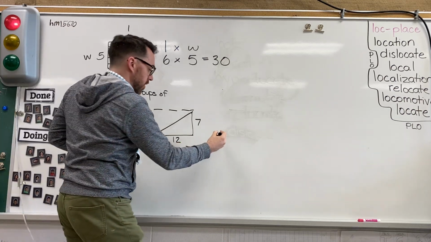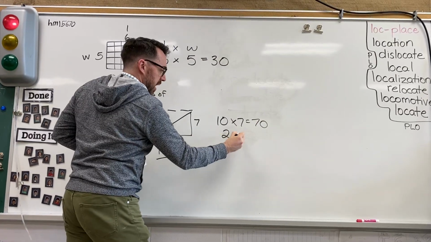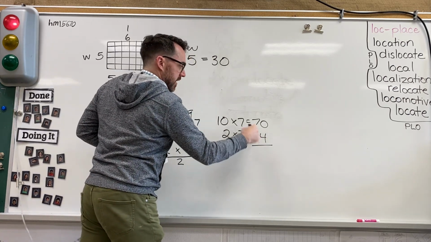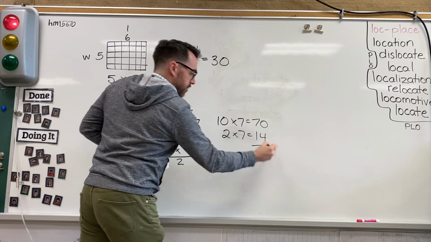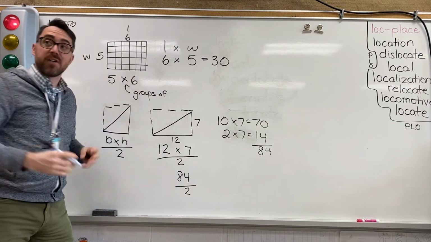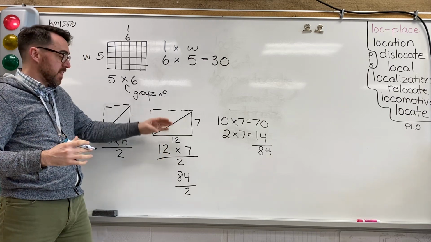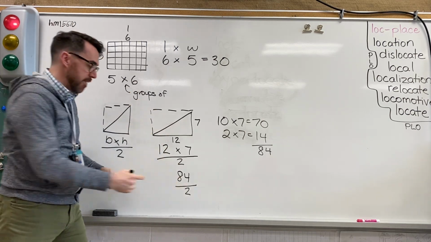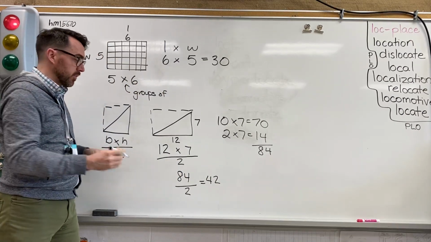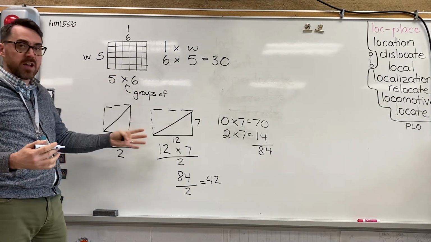Okay? So I know that 10 times 7 is 70. I know that 2 times 7 is 14. Just broke apart that 12. I know that 7 plus 1 is 8. 4 plus nothing is 4. So 84. So I have 84, right? But divided in 2, because 84 is the whole rectangle. It's a triangle, so I cut that in 2. So 84 divided by 2, well, half of 8 is 4. Half of 4 is 2. So my answer for just the triangle is an area of 42. Okay? So rectangle cut in 2.